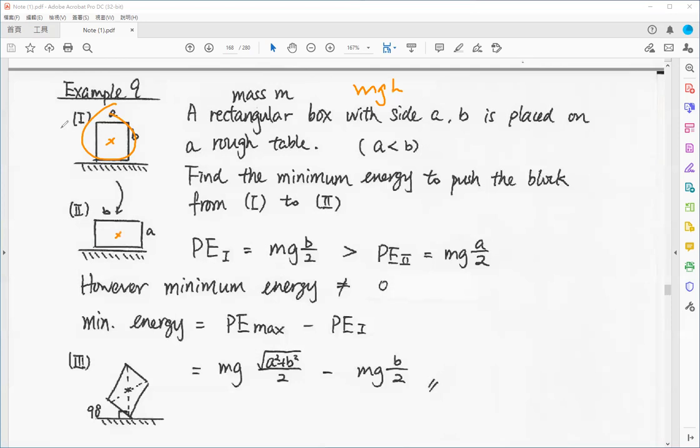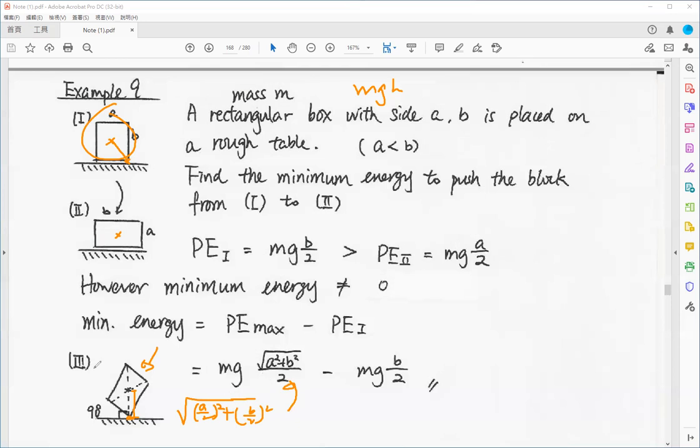At position 1, the center of mass is not at the highest point. The center of mass is at the highest point when it is just above the contact point, like this one. Then this length, you just take the square root. This length is the length from the center of mass to the edge, to the vertex. So that will be the square root of (a over 2) squared plus (b over 2) squared. So this is the largest height of the center of mass from the ground.